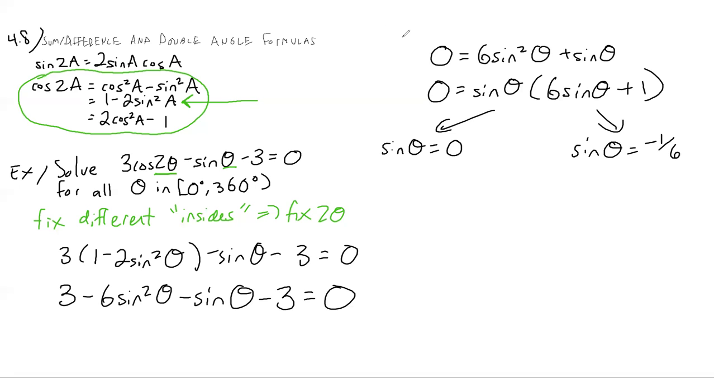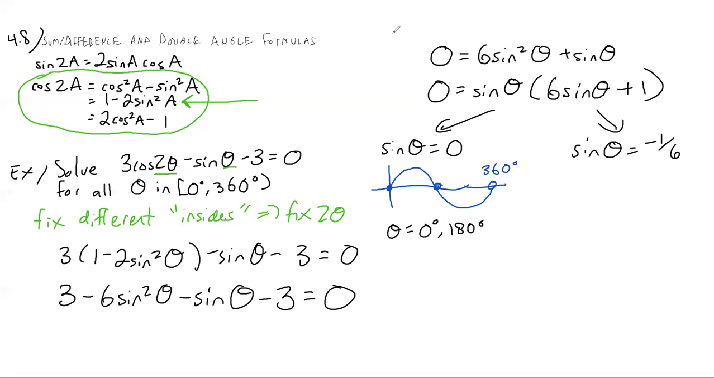So sine theta equals 0. I'm going to use the graph of sine to figure that one out, but hopefully you remember 0 is a solution, and then we get another solution over here at the halfway point of the period, so at 180. So I'll get theta is 0 degrees or 180 degrees.